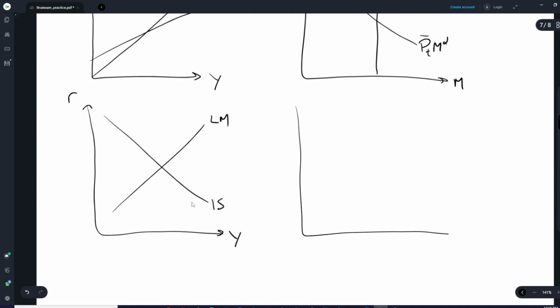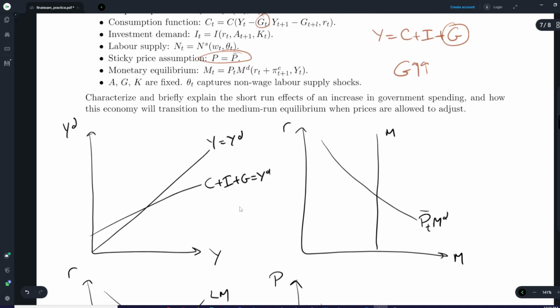And finally, aggregate demand, aggregate supply. Again, not a great question here because I'm not being specific enough about what I'm expecting you to do, right? It just says characterize and explain the short run and medium run effects. So in the short run, you're increasing G a lot. Consumption falls a little bit, but the increase in G is bigger than the decrease in C because the marginal propensity to consume is less than 1, right?